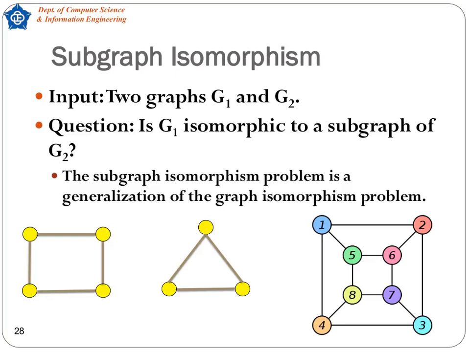On the left, you see a simple 4-cycle, in the center a triangle, and on the right, a larger 8-vertex graph. So can you spot that triangle inside the bigger graph? Or the 4-cycle? Determining whether such a match exists is precisely the challenge of subgraph isomorphism.